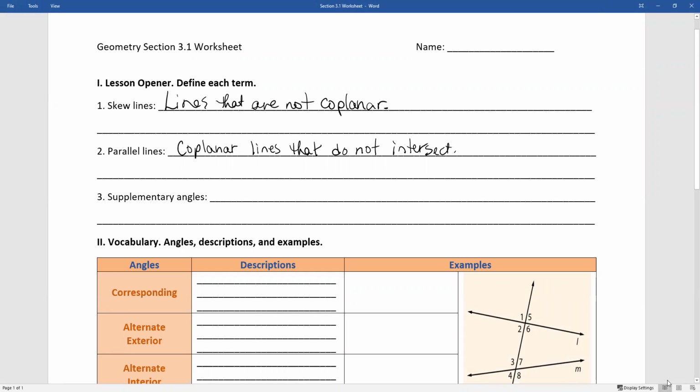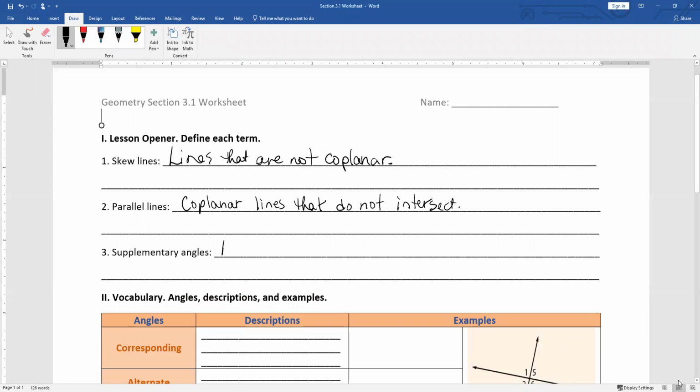Okay. What are supplementary angles? Angles whose sum equals 180 degrees. Yes. What are complementary angles? Their sum equals what? Complementary is 90 degrees. Thank you, Ava. 90 degrees. And then supplementary angles are a straight line. They're 180 degrees.